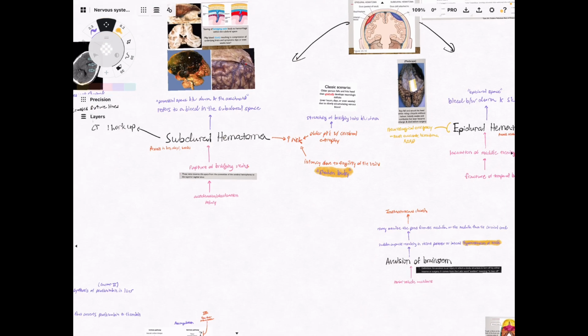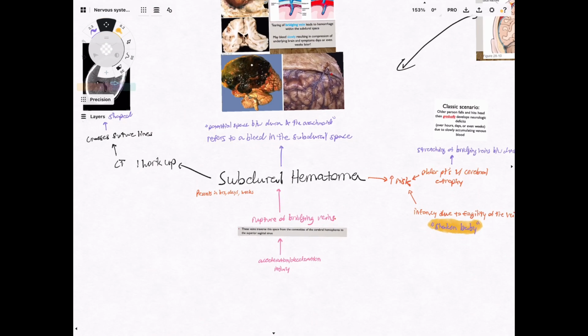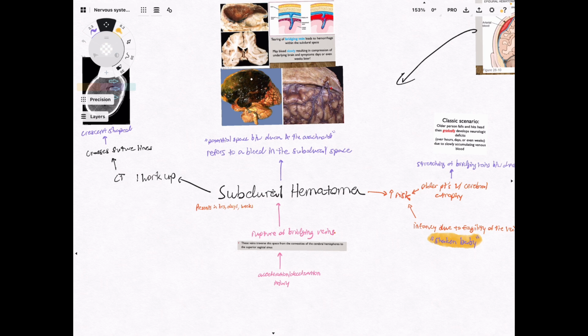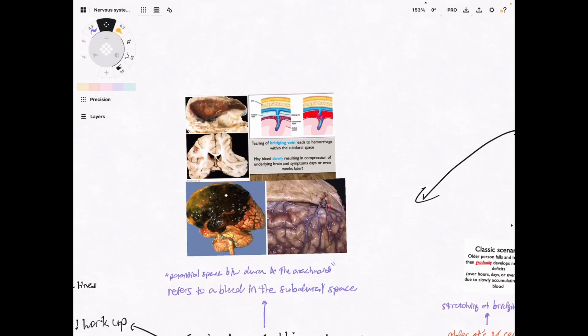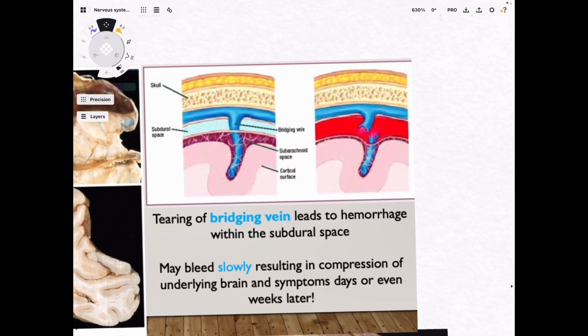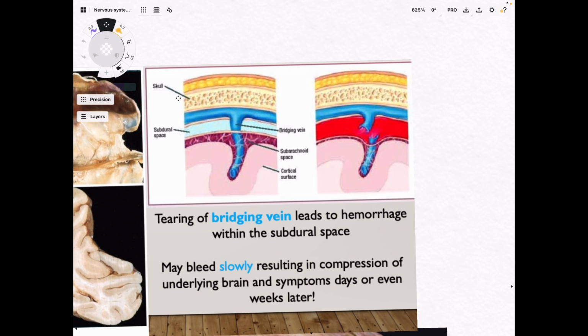Okay, I want to continue on to talk about subdural hematomas. So subdural hematomas, as opposed to epidural hematomas, are bleeds beneath the dura and the arachnoid mater, which is the second layer of the meninges. So we can look at a little bit of a cross-section here. So you have skull, you have subdural space, you have dura here. So this is the dura mater here. So an epidural hematoma, again, is above this area, but a subdural hematoma is below this area.